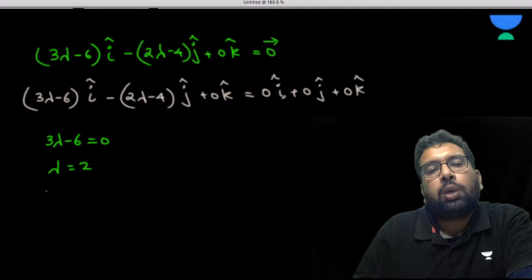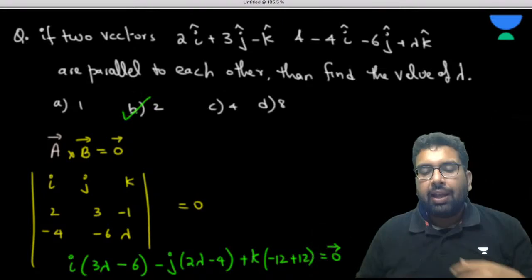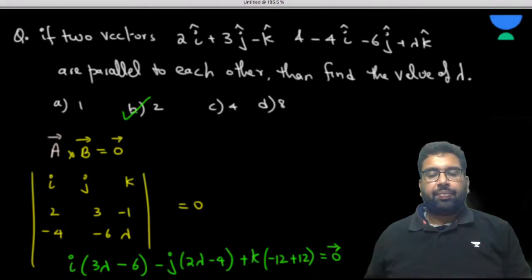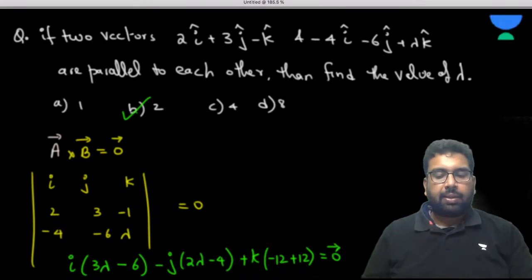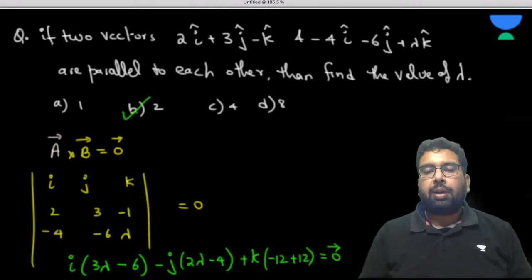Then 2 lambda minus 4 is equal to 0, so again lambda is equal to 2. So what is going to be your answer, beta? Your answer is going to be lambda is equal to 2. Clear? Please answer me. Yes or no? Right or wrong, beta? Please answer me.